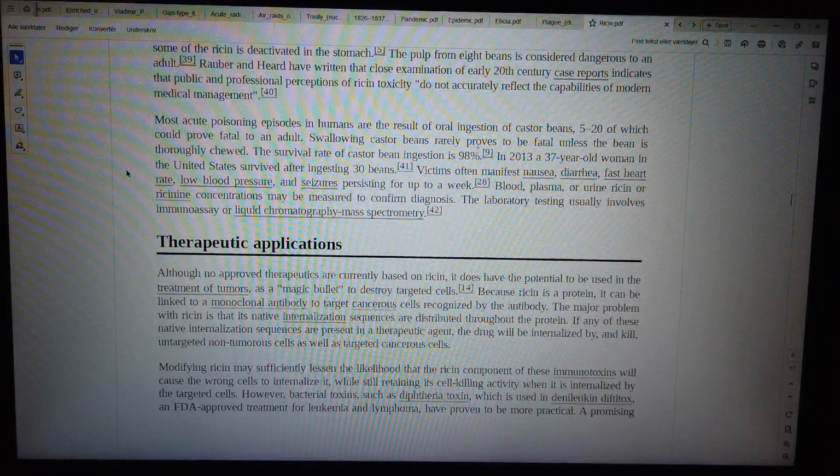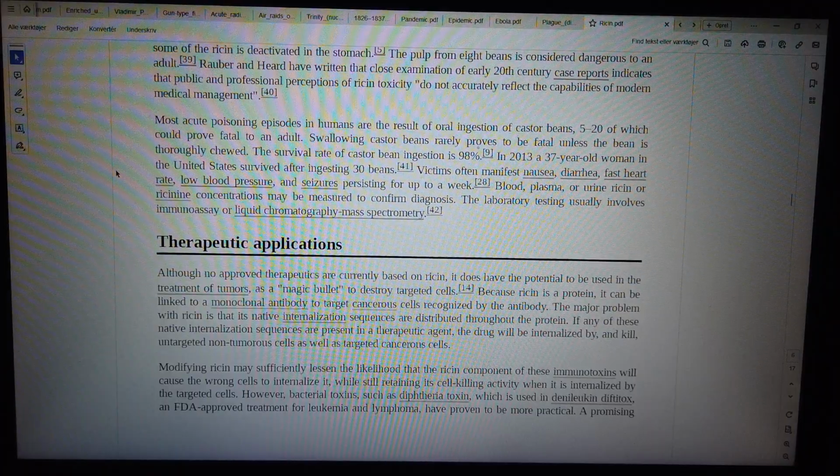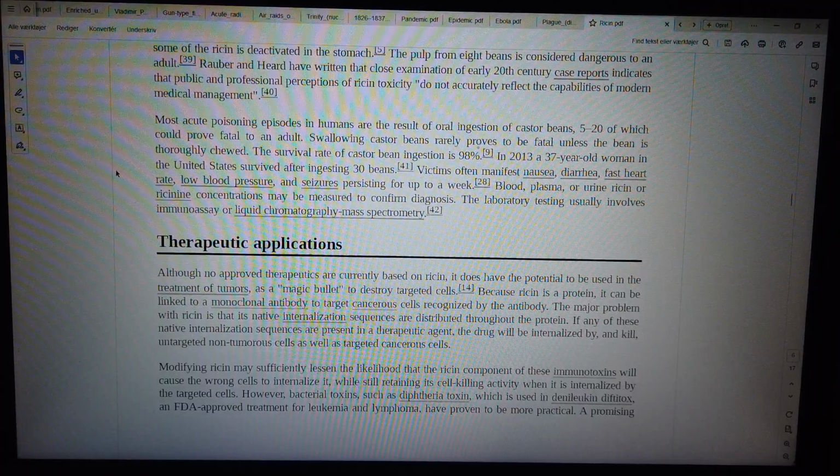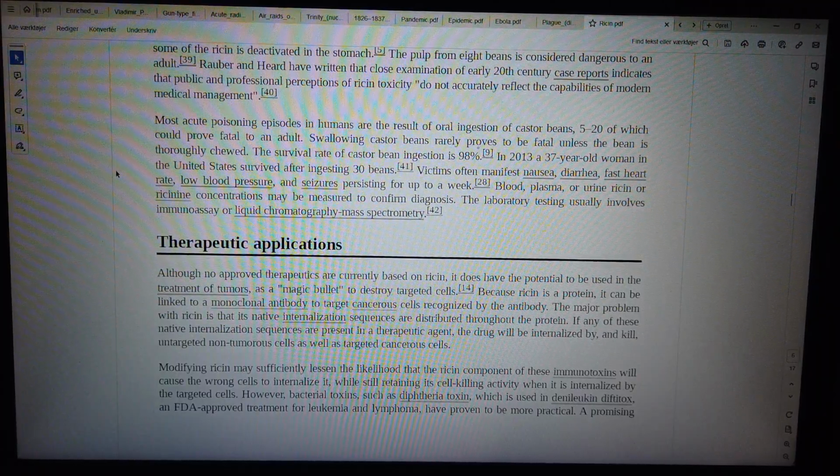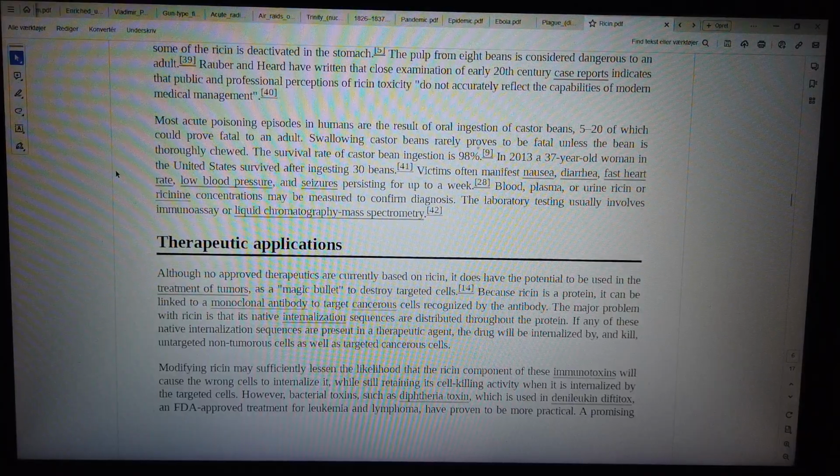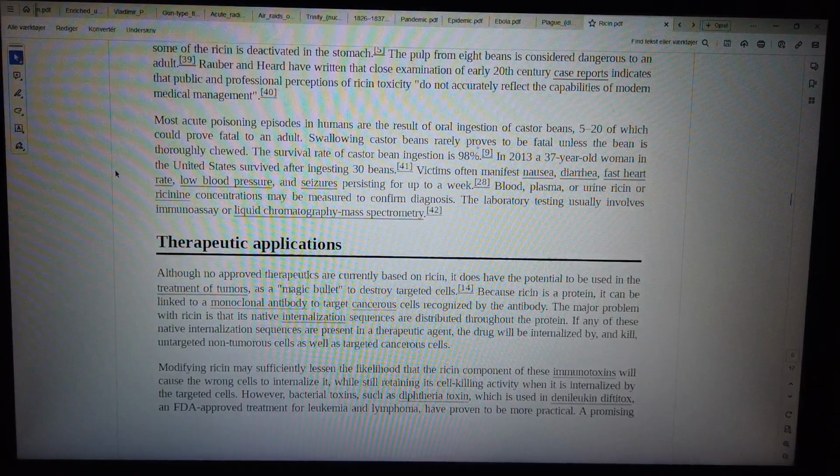Blood, plasma, or urine ricin or ricinine concentrations may be measured to confirm diagnosis. The laboratory testing usually involves immunoassay or liquid chromatography mass spectrometry.